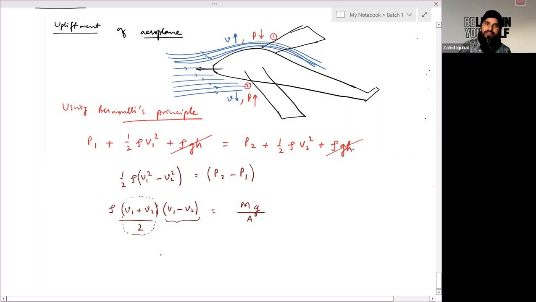So if you have to calculate how much the change in velocity will be between the lower segment and upper segment, this will be delta V equals mg divided by rho into area into average velocity. So this will be the expression for calculating the change in velocity between two layers.